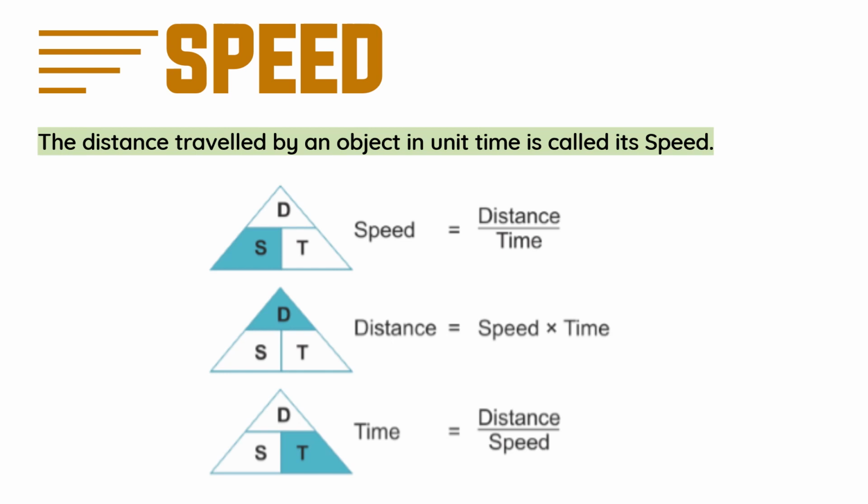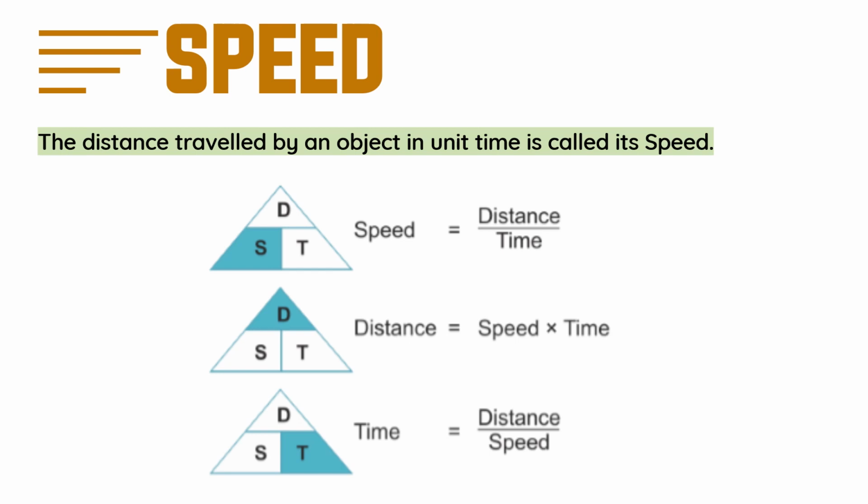Speed. The distance traveled by an object in unit time is called its speed. So the definition is very important. The distance traveled by an object in unit time is called its speed. So when we define speed, we have to use two parameters, distance and time. So that is the main point in this definition: distance and time.